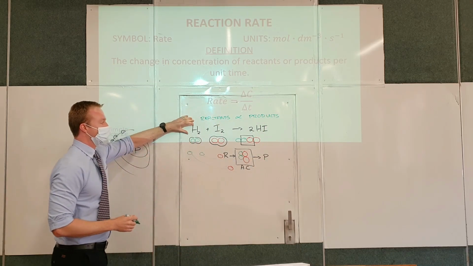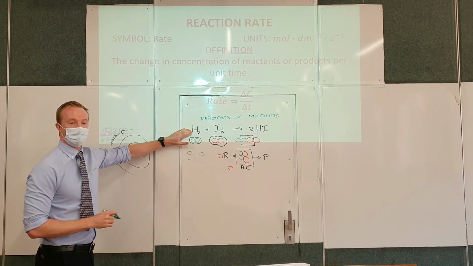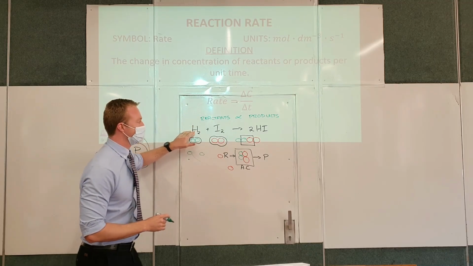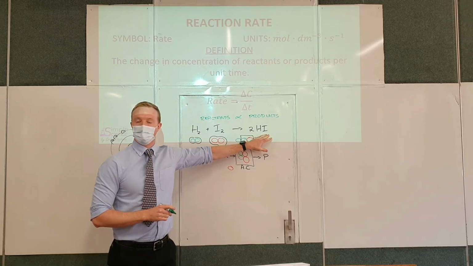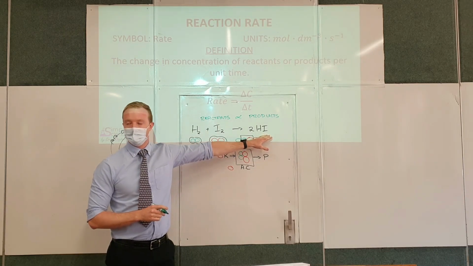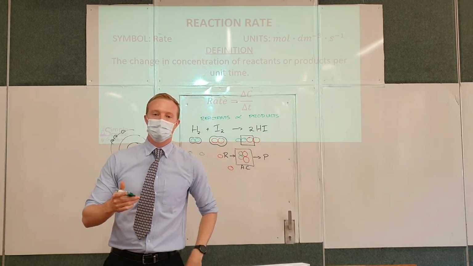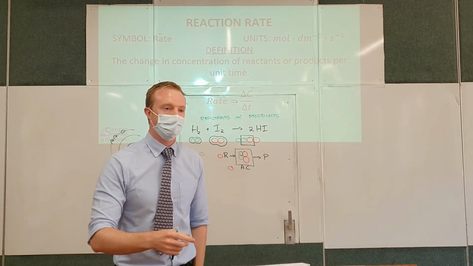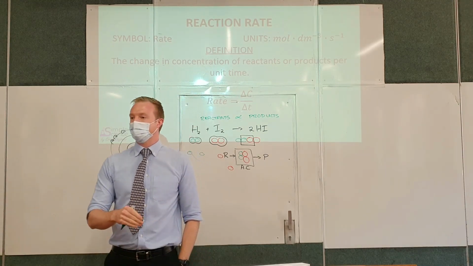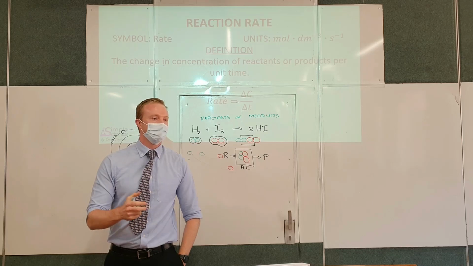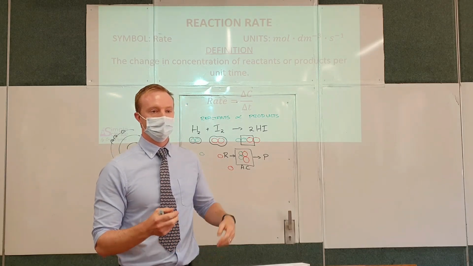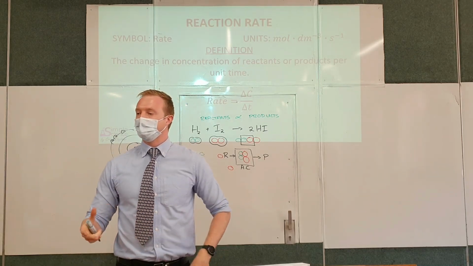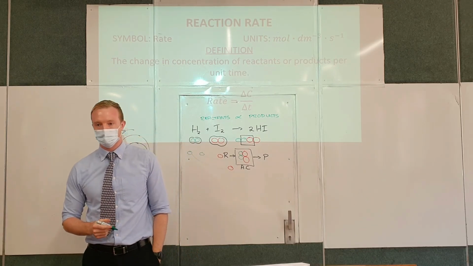Because if I use up one molecule of hydrogen, I cannot do that without automatically forming a molecule of hydrogen iodide. So when you're asked to calculate a rate, it often doesn't matter if you're calculating the rate at which reactants are used up or products are formed, because the result is the same thing. You're essentially measuring how quickly that substance or that amount is changed.